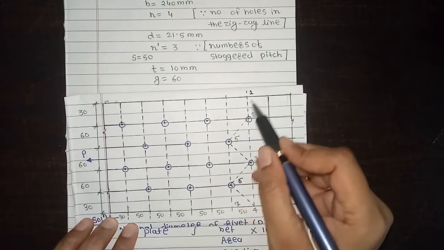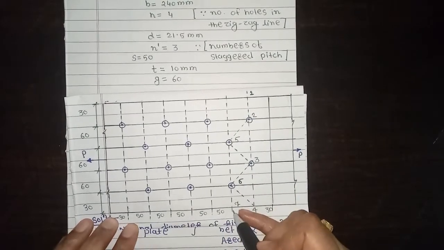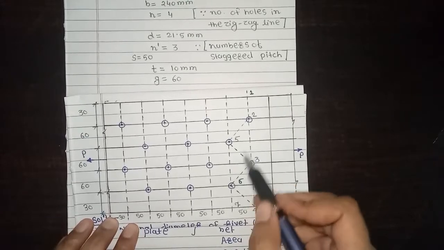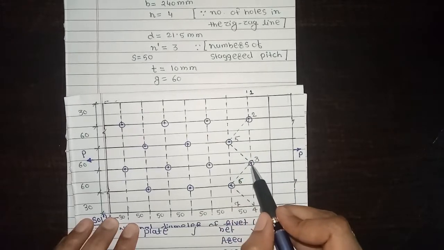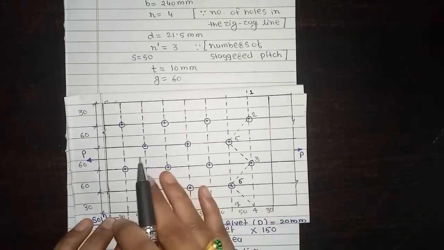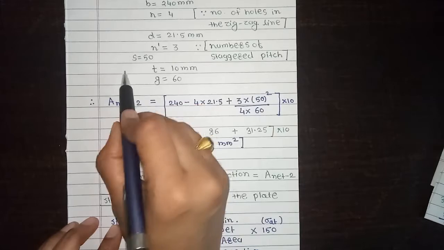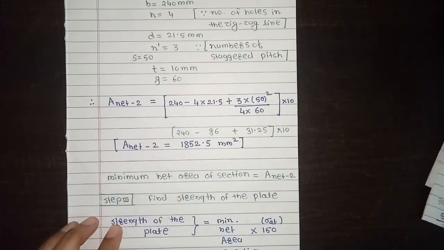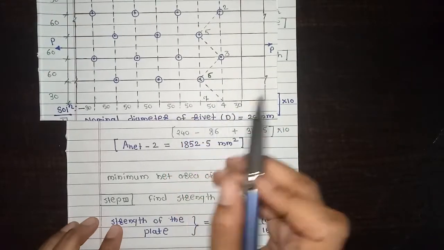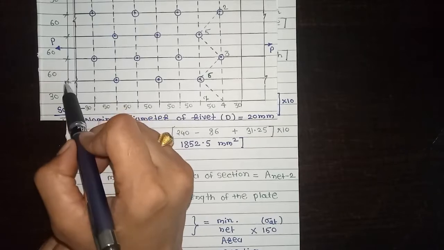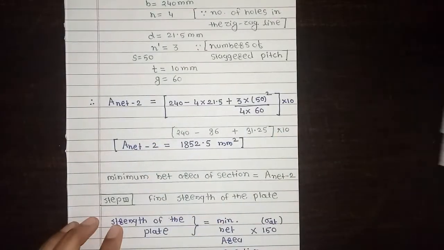See here, considering pattern 1, 2, 5, 3, 6, 7, how many staggered lines? 2 to 5, 1; 5 to 3, 2; and 3 to 6, 3. So there are 3 staggered lines. So n dash is equal to 3. Okay, and s is equal to 50. See here, staggered distance s is equal to 50, and gauge distance is 60.